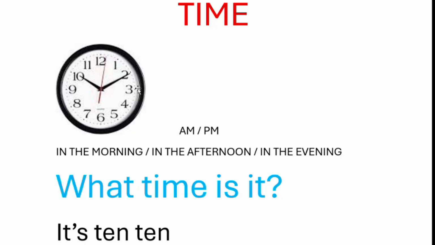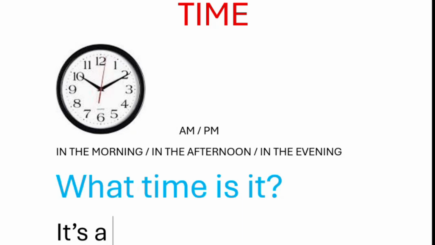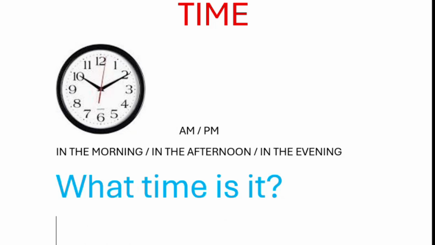And then imagine the big arrow striking here, the number 3. It's a quarter past 10. Or, yeah, we have more examples. It's a quarter after 10. Yes, this is another way you can say the time, right? And then more examples.